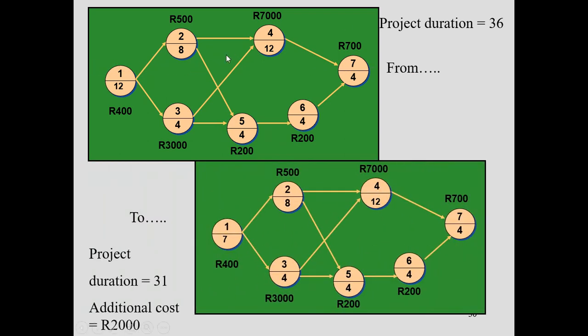Now, if you want this particular project to be completed in 31 days, then we have to pay an additional amount of 2,000 here. So we can save 5 days at the cost of 2,000 extra. So that is the difference between the normal project and the project crashing.